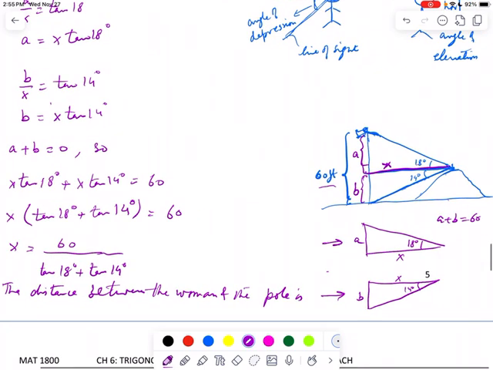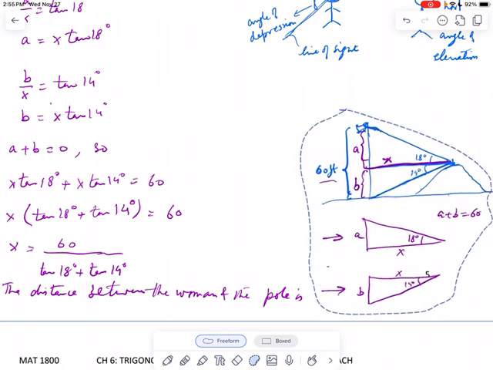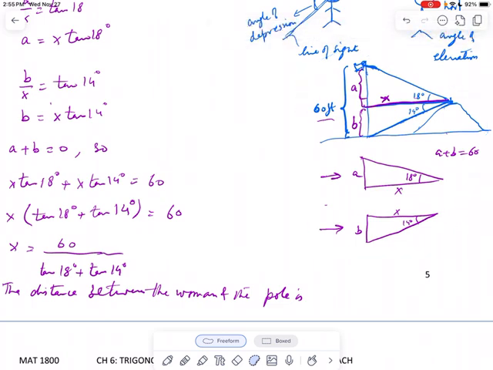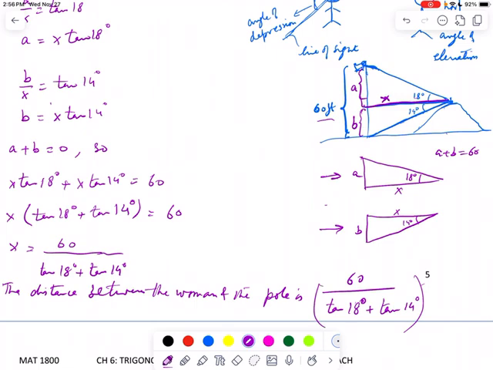Okay, I need to shift these up so that I can fit my answer. It is 60 divided by tangent of 18 degrees plus tangent of 14 degrees. So many feet. Do not forget the unit, especially when you are writing in words. Okay, so now we have got the answer.